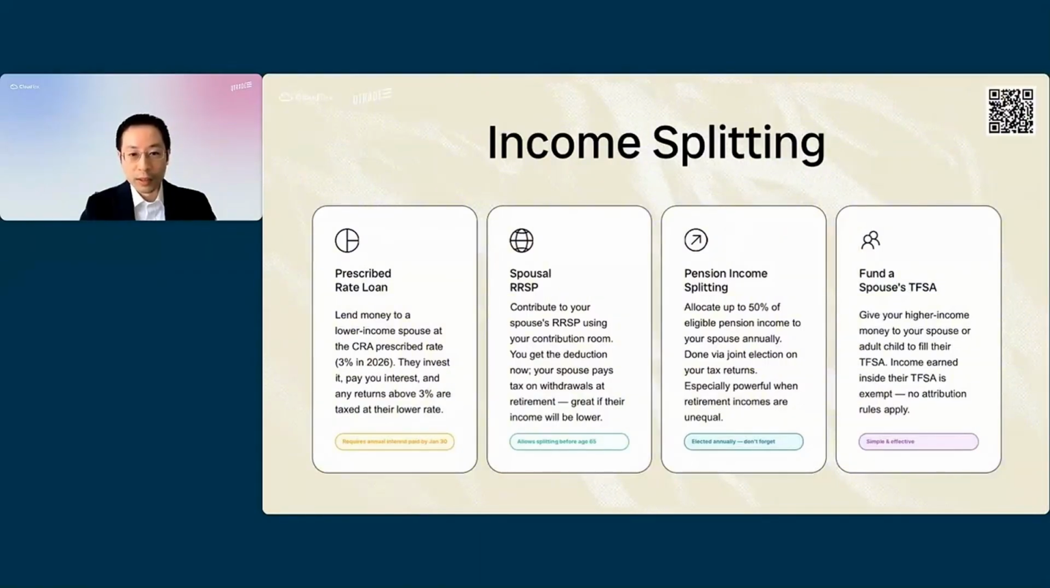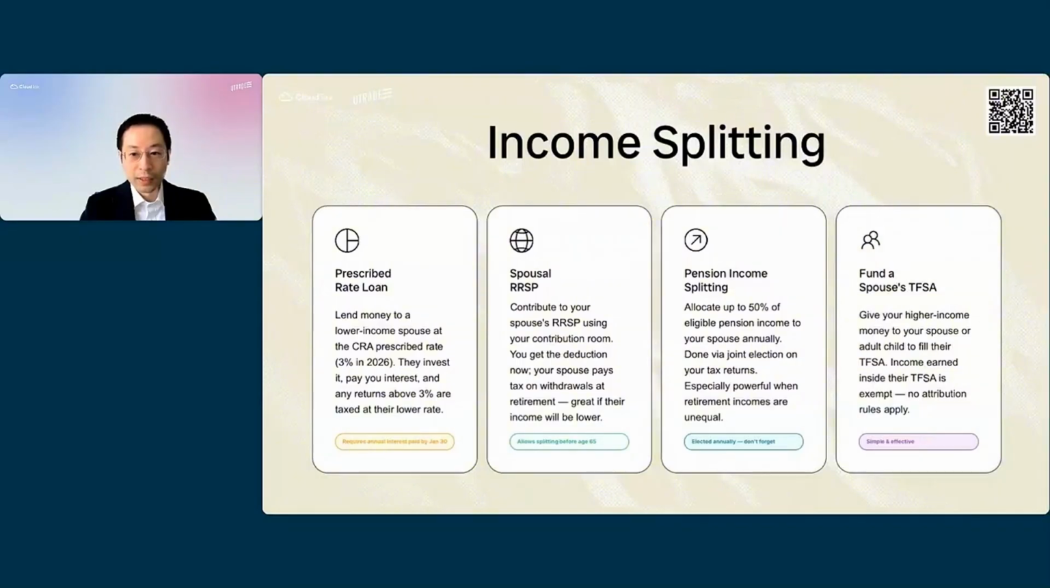The first one is the prescribed rate loan. So assuming the taxpayer is at the highest tax bracket, and perhaps the spouse is on a lower tax bracket, the taxpayer can lend the money to the spouse at the CRA pre-approved prescribed rate, roughly 3%, and it will pay tax on the 3%, and all the earnings from the investment will be taxed at the spouse's lower tax rate.